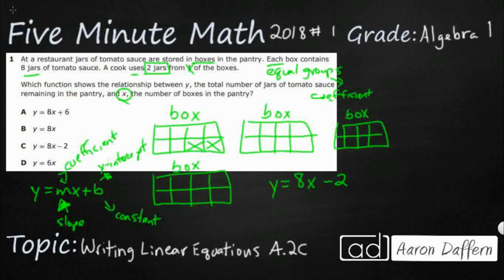So let's use this example. Let's say I've got 8, 16, 24, and then I've got an extra 8, right? Because I'm not using those 2, so that'd be 30. So what happens if I do 30 equals 8 times 4 minus 2? Does that work? Yes, if I plug in these 4 boxes, that means there's only going to be 30 left over. So that fits. So our answer here is going to be C.